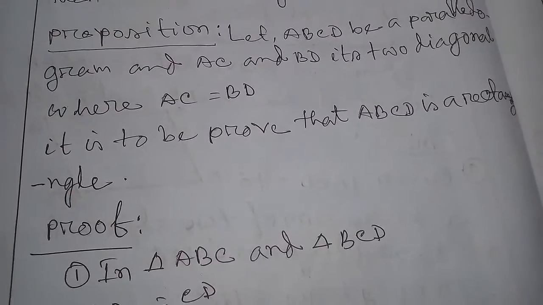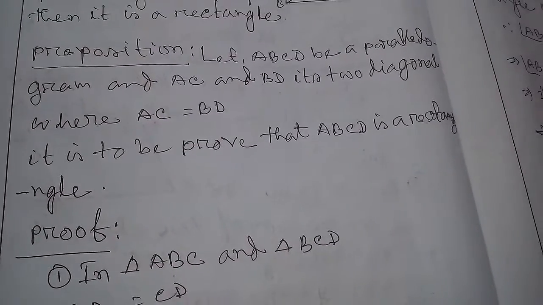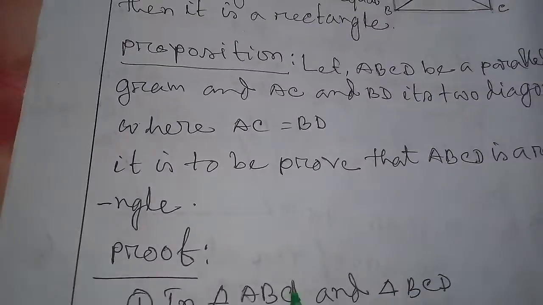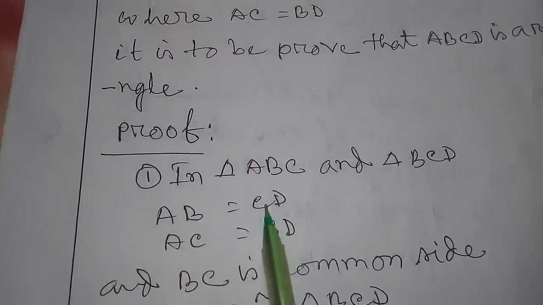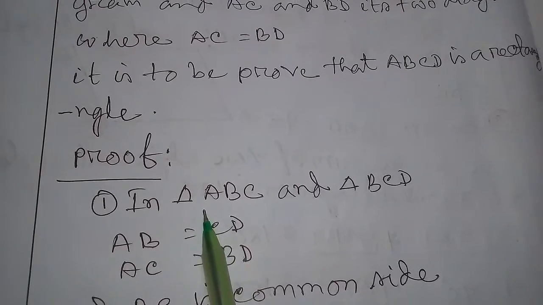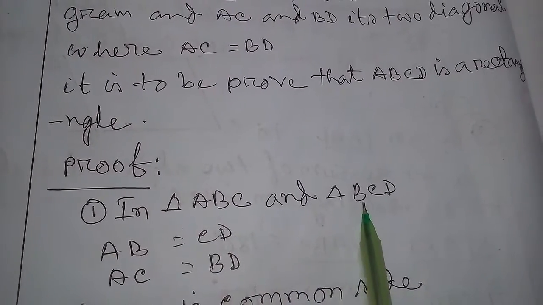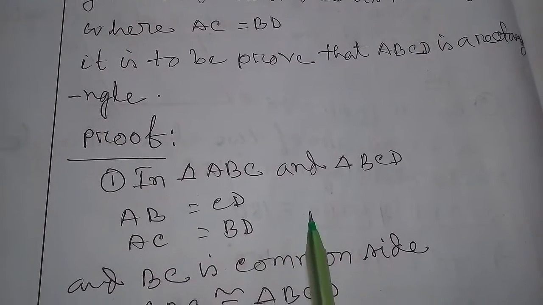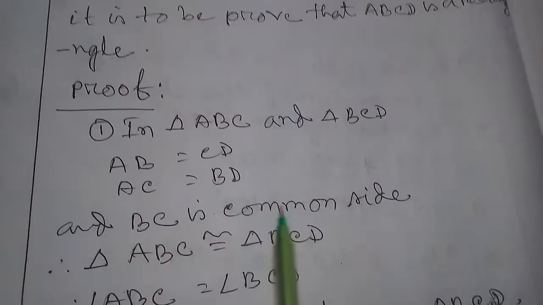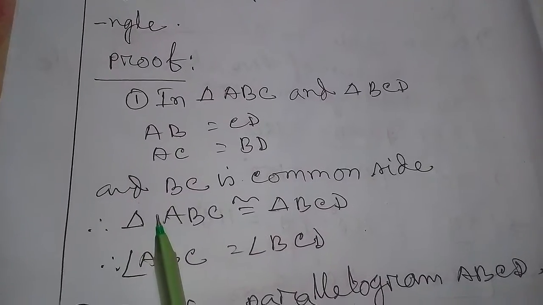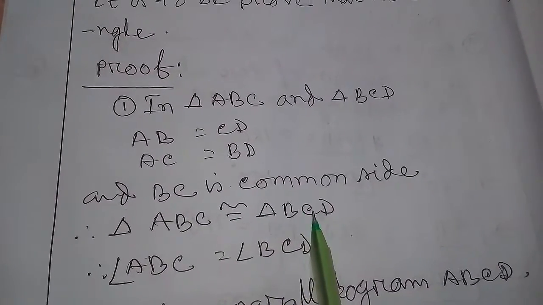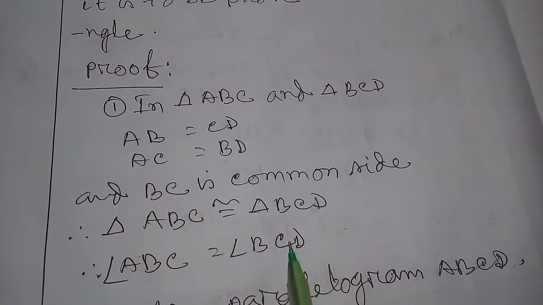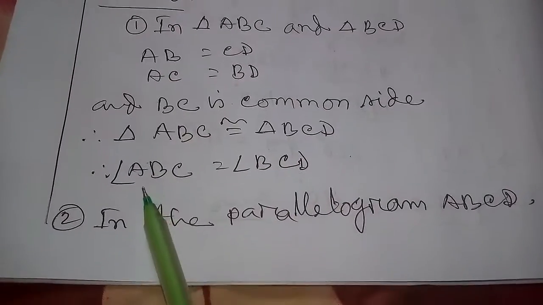Proof: from the diagram, in triangle ABC and triangle BCD, we get AB equals CD and AC equals BD, and BC is a common side, so triangle ABC is congruent to triangle BCD. So we can write angle ABC equals angle BCD.